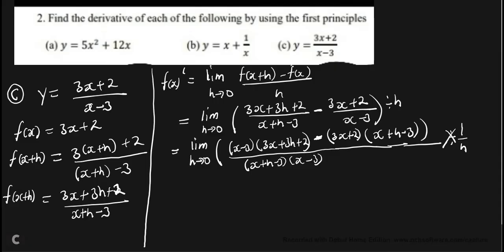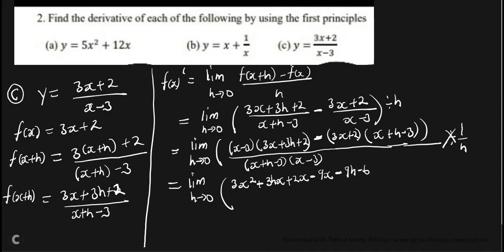Then from there, what you do next is we expand. That is 3x squared plus 3hx plus 2x. Then now you go to 3, that's negative 9x, then negative 9h, then negative 6, like that.